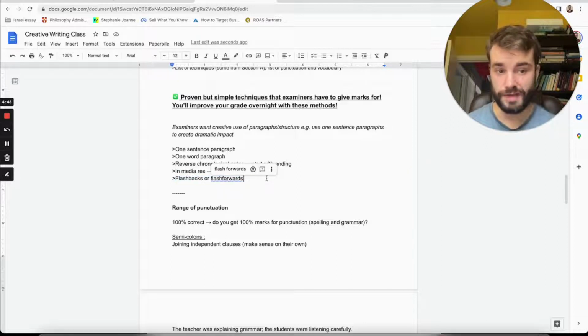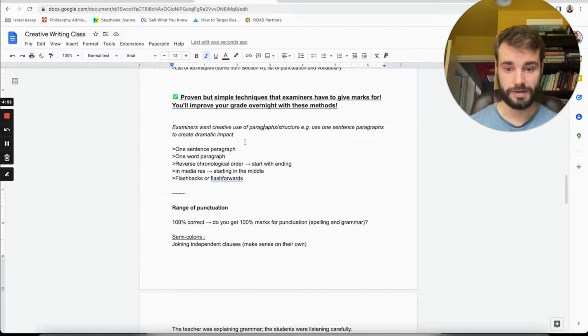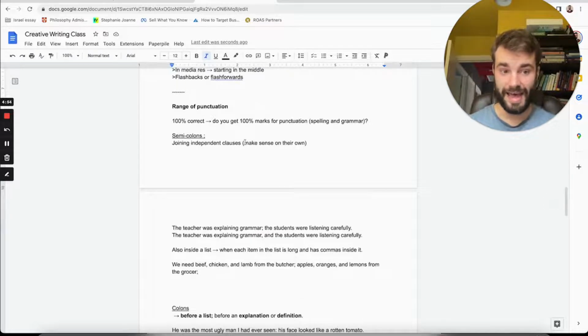You only have to do one of these, but it means your structure is interesting and the examiners are going to give you those marks. The second thing they have to give you marks for is a range of punctuation. So what do you think? If you make all your punctuation 100% correct, are you going to get 100% of the marks? The answer is no.